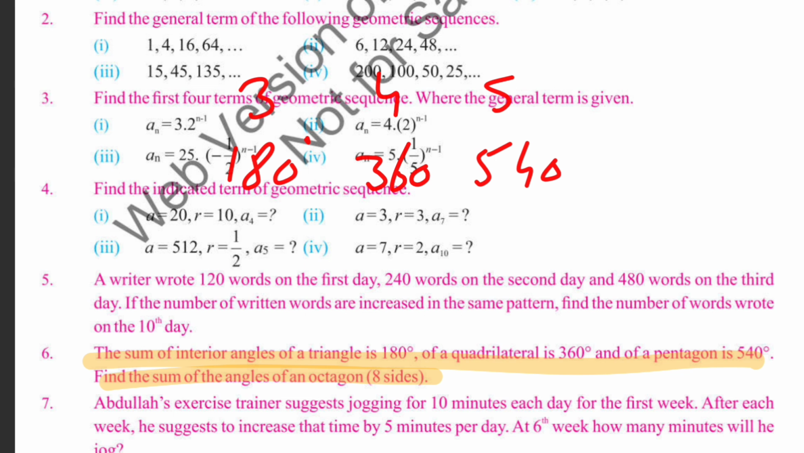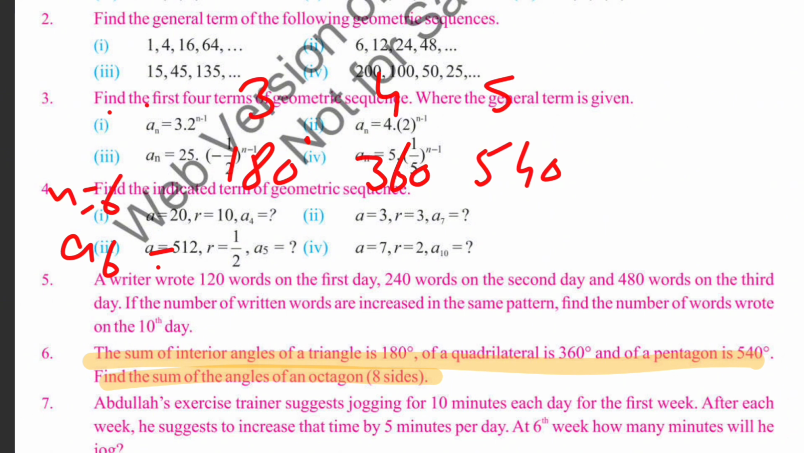It means 8 sides and first 2 sides are not counted. It means 8 minus 2. This one is 8 sides, 8 minus 2 is 6. Okay. And here is 6, and it means n is equal to 6. Okay, now n is equal to 6.